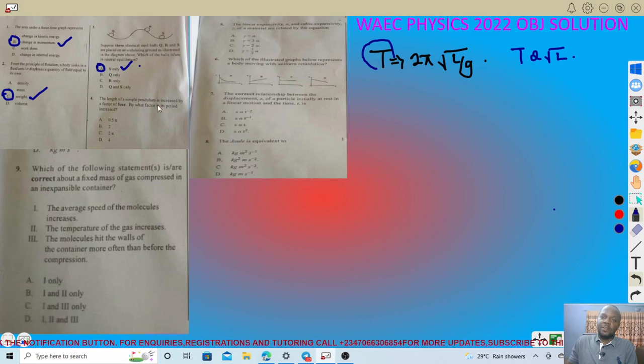So if this is increased by a factor of 4, we can say square root of 4L. What is square root of 4L? The length will also be what? Square root of 4 is 2, so 2√L. You can see what I'm talking about. So the new period will increase by a factor of 2.